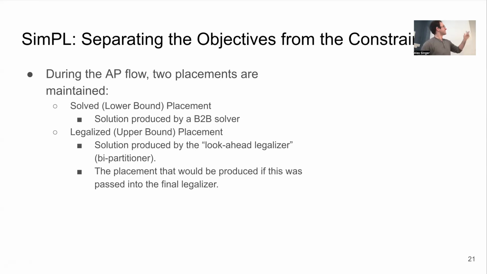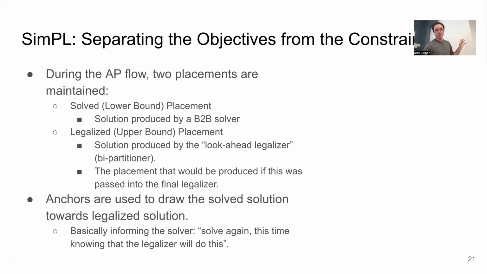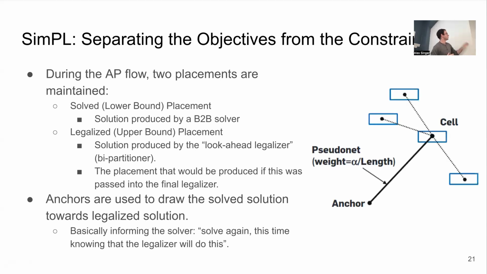And so, yeah, that's exactly what it said. And so finally, anchors are used to draw the solved solution towards the legalized solution. This is basically informing the solver, hey, solve this again, but this time know that the legalizer did this with your last solution. Now that you know that, try to adjust your solution. So it understands that, oh, this cell is going to be moved across the chip if I try to do the solved position. Maybe I should try moving things in a different way so as to allow it more room. That's the intuition behind this.